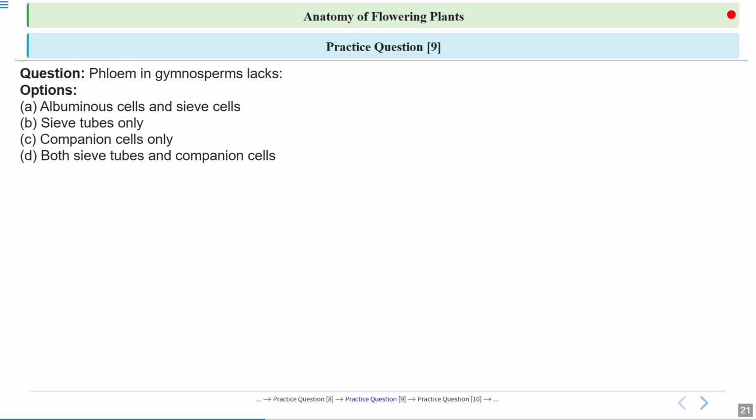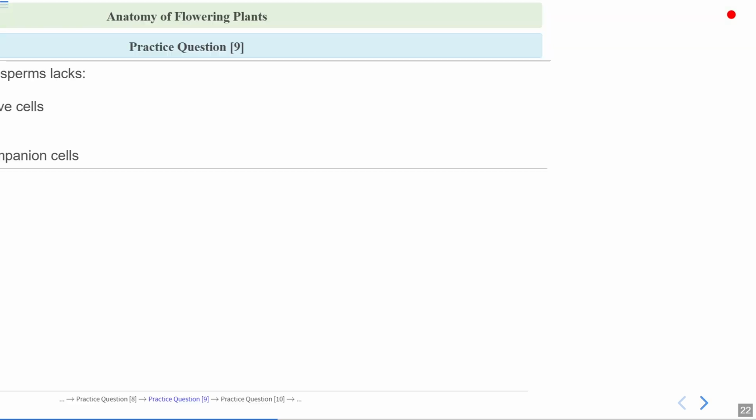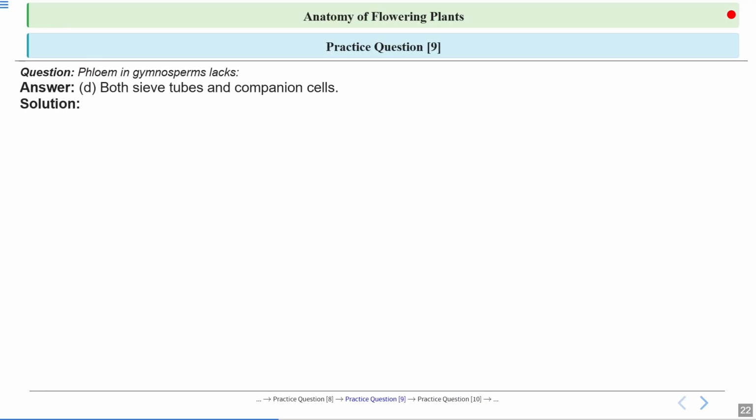One last question we can take. Phloem in gymnosperm lacks A. Albuminous cells and sieve cells, B. Sieve tubes only, C. Companion cells only, D. Both sieve tubes and companion cells. Let us see the answer of this question. D. Both sieve tubes and companion cells.